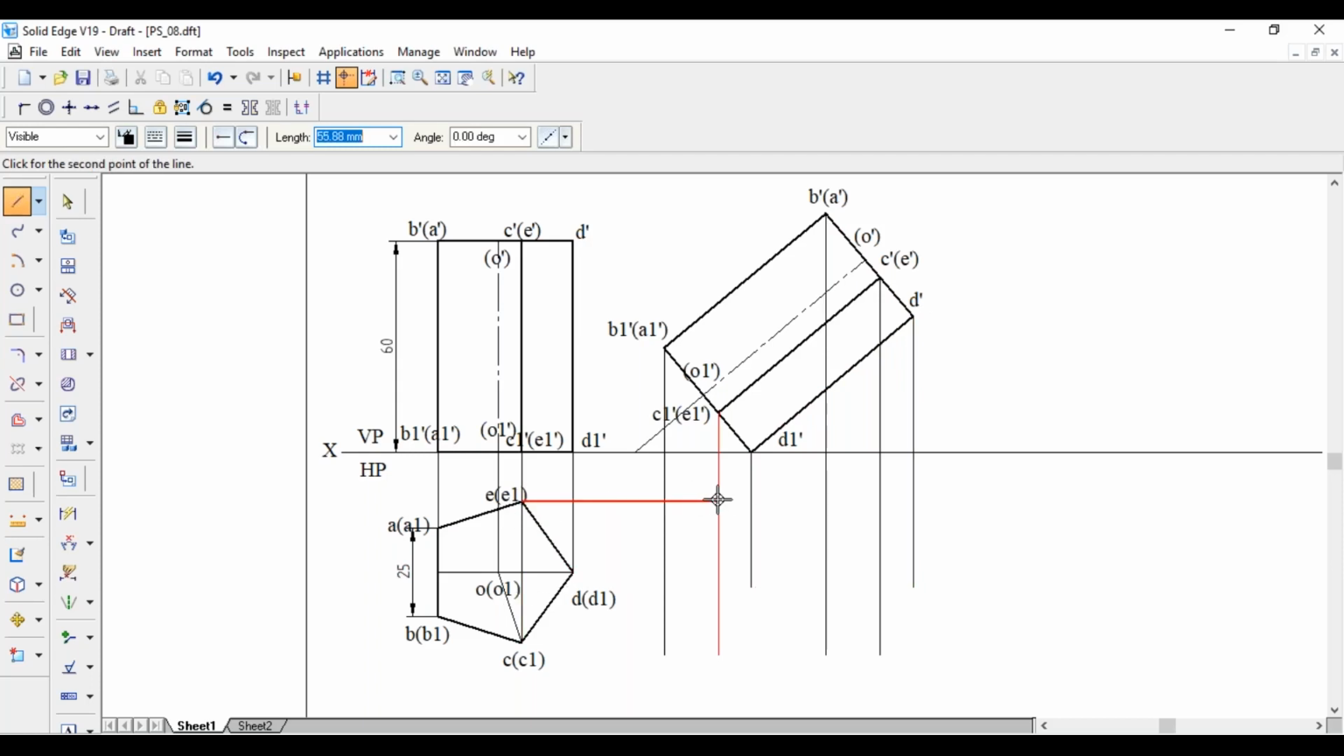So here we will get E1, E, A, D1, D, B1, B, C1, C.